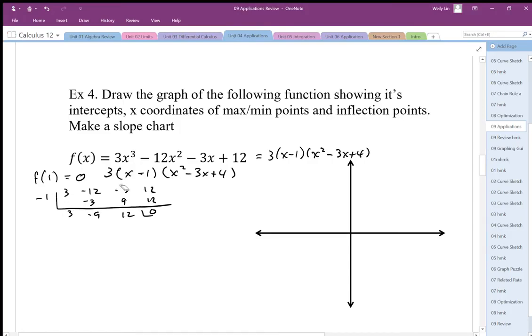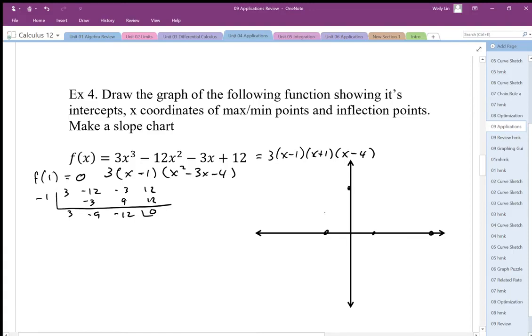Negative 3, oh sorry, that's going to be negative 12, isn't it? So it's going to be minus 4, which is factorable. So that's going to be x plus 1, x minus 4. So I've got zeros at negative 1, positive 1, positive 4. So there's my x-intercepts. I'm going to have a y-intercept somewhere up here.